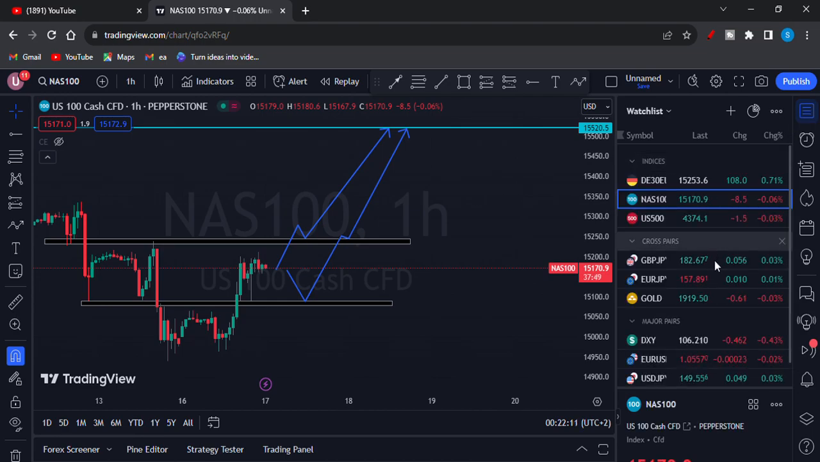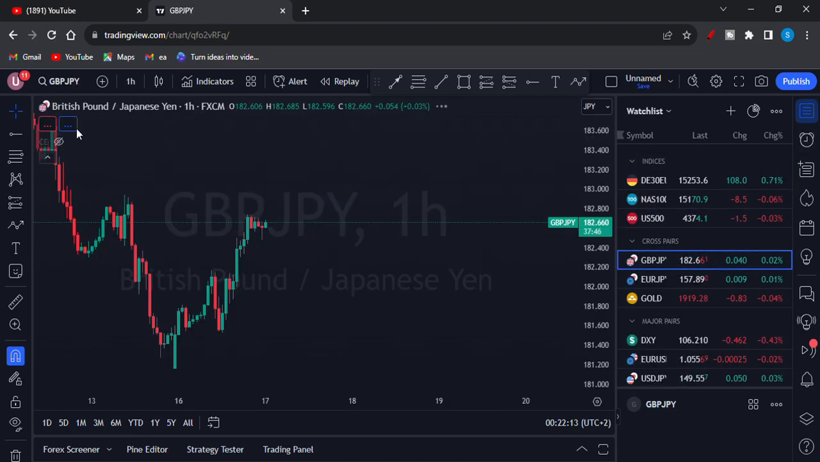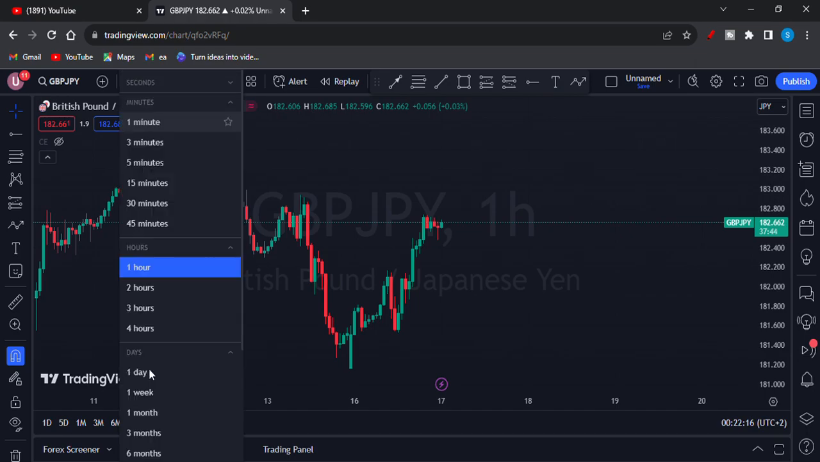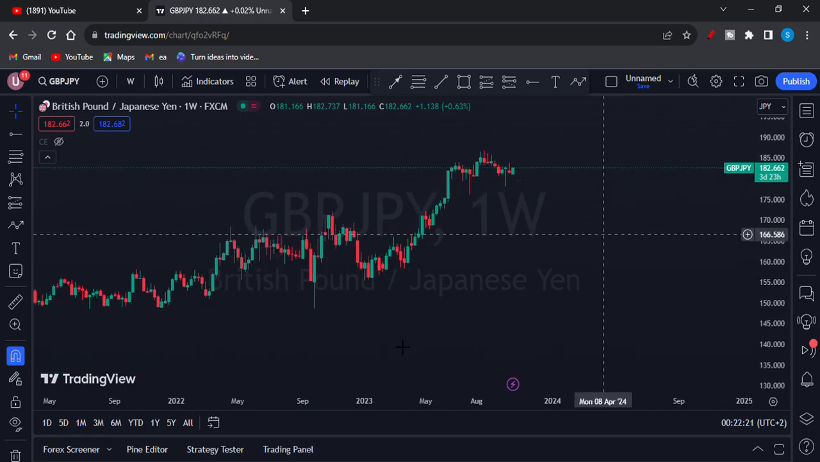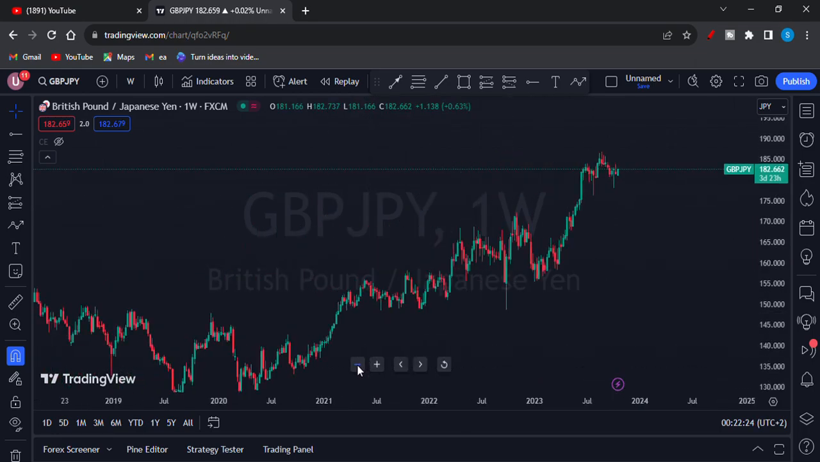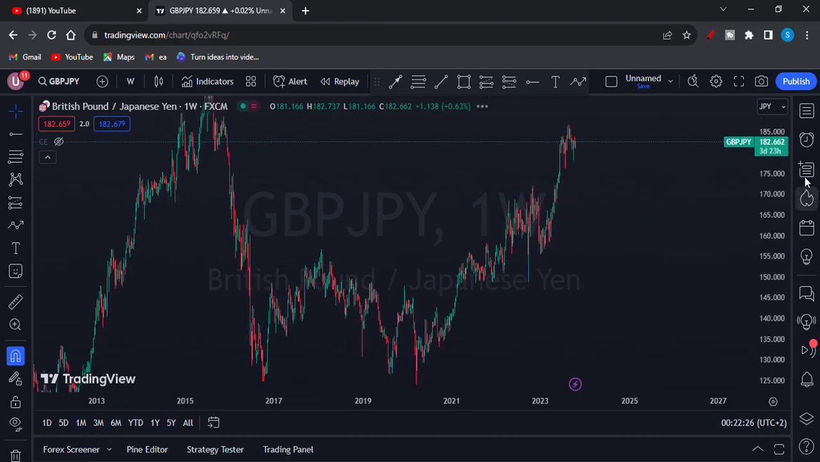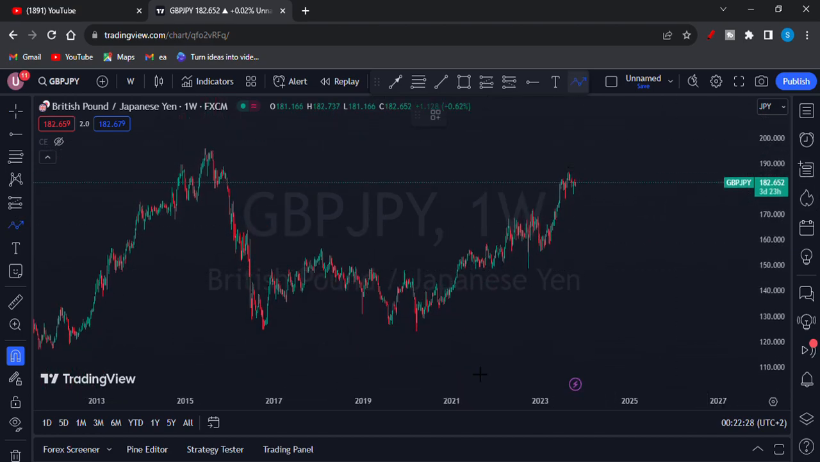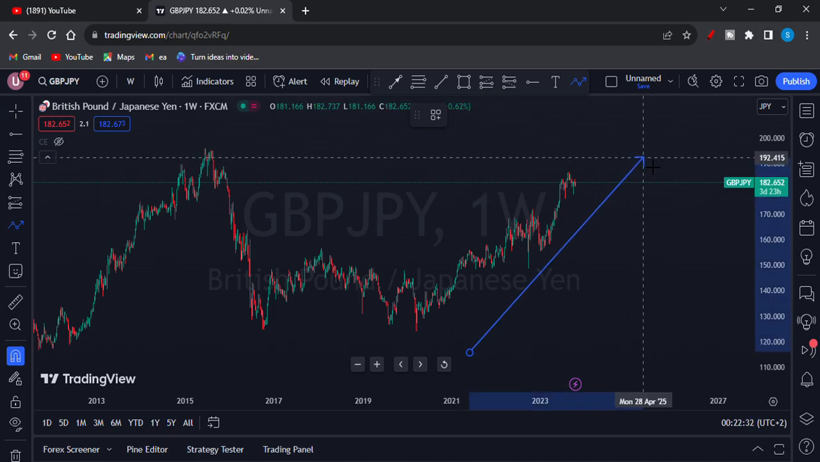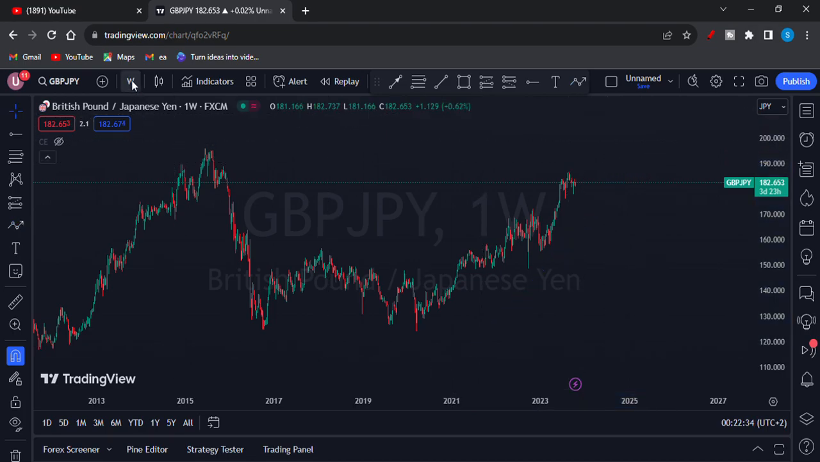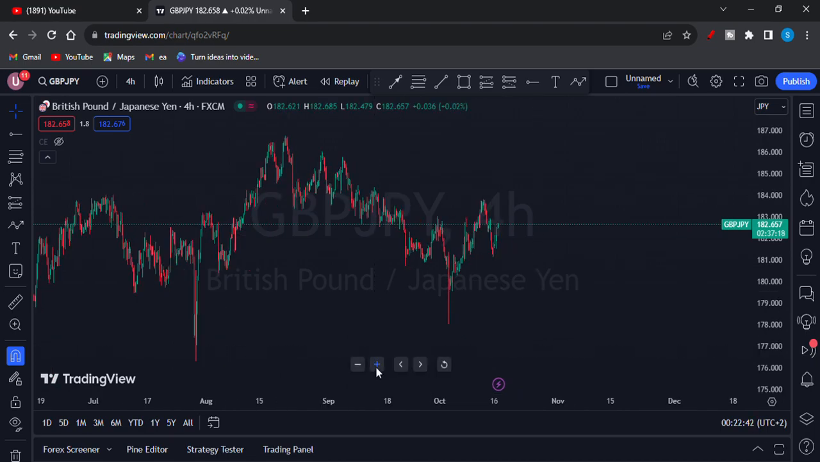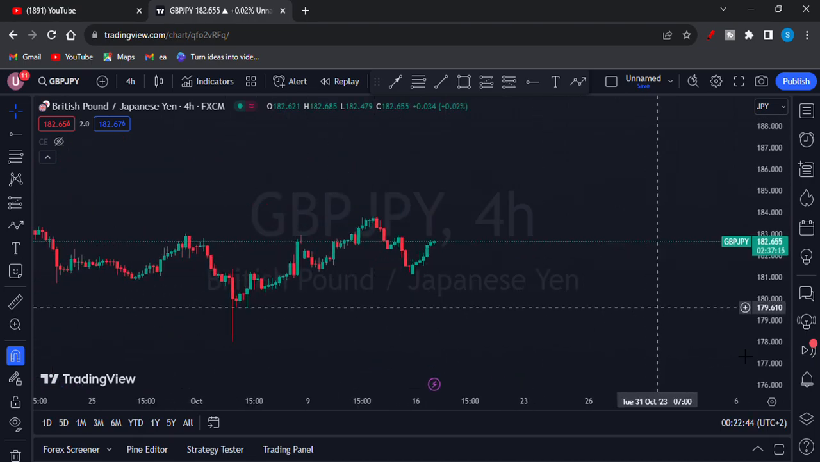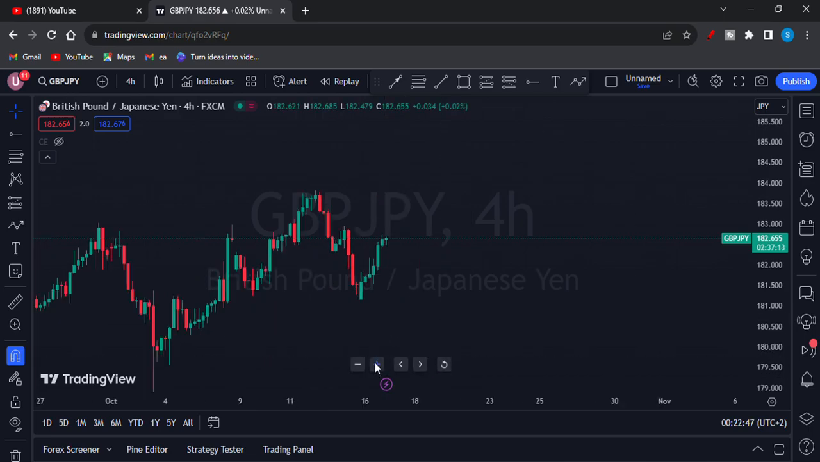And then let's go to GBPJPY. Then on a weekly, let me just zoom out this. So on a weekly we are on an uptrend, and then let's go to our 4-hour. Then let me just blow up this so that everything can be clear.